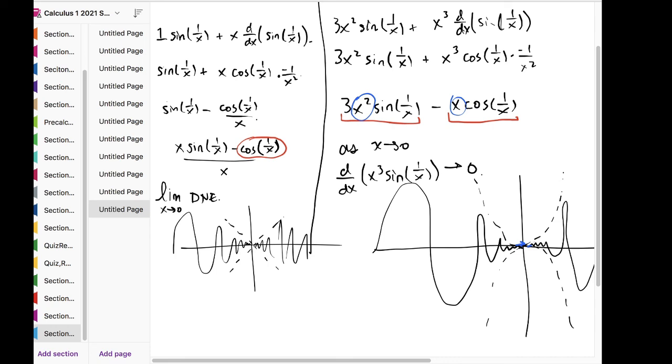But I do recommend you do this. If you see a cool function on the homework, just graph it and see what it looks like, and see if your derivative makes sense. I really recommend you do that, especially when you have sine of weird angles. I think it's always cool to look at.